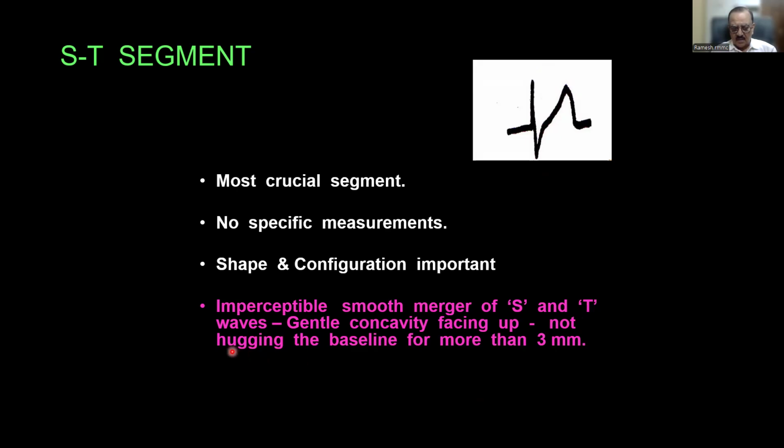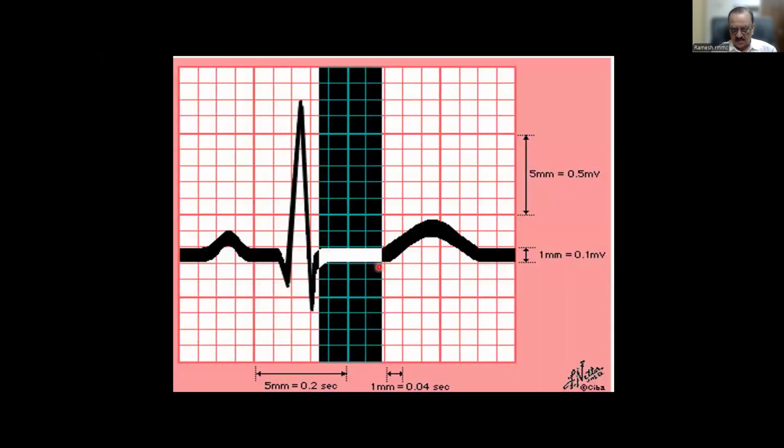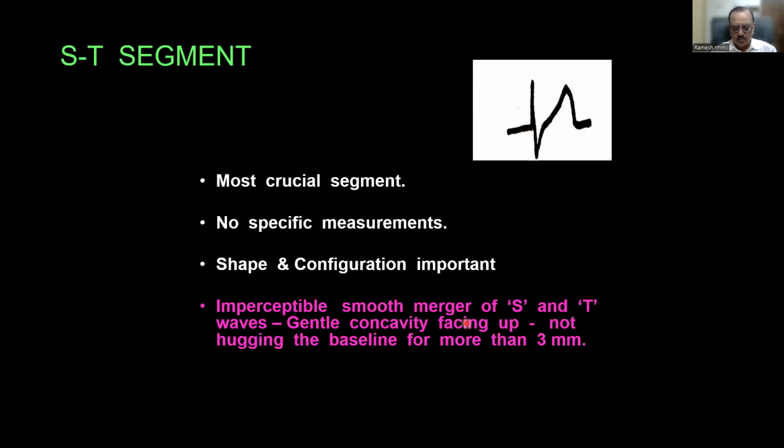Third is not hugging the baseline for more than 3 millimeters, like this. It should not be like this. See, it comes to the baseline, stays on the baseline, then takes off. That is abnormal. Horizontality of the ST segment is also abnormal. It should just take off, the S wave should go straight to the T wave. It should not stay in the midline. Yes, it can stay, but not more than 4 small squares. If any of those things are there, it's abnormal. So it's an imperceptible, smooth merger of the S wave and the T wave, a gentle concavity facing up, and not hugging the baseline for more than 3 millimeters. What is the baseline?